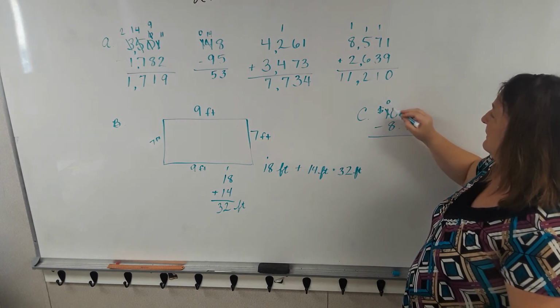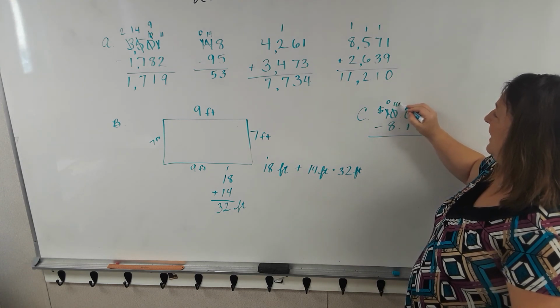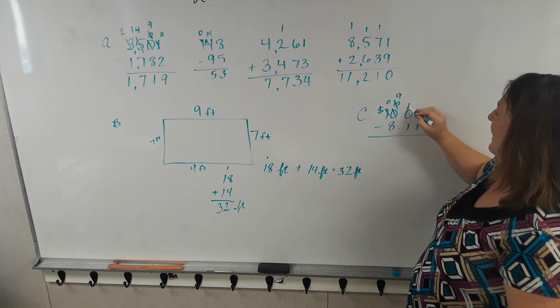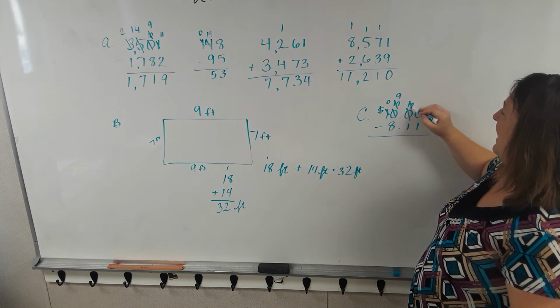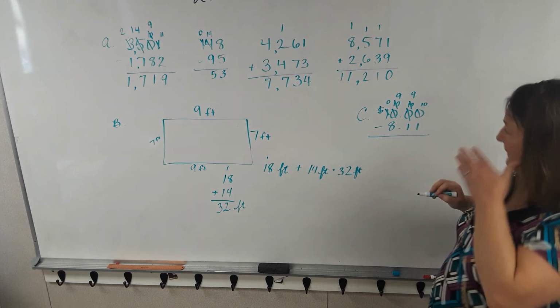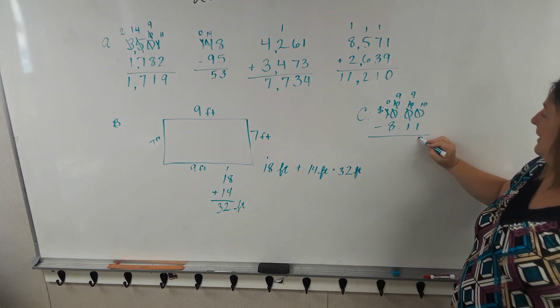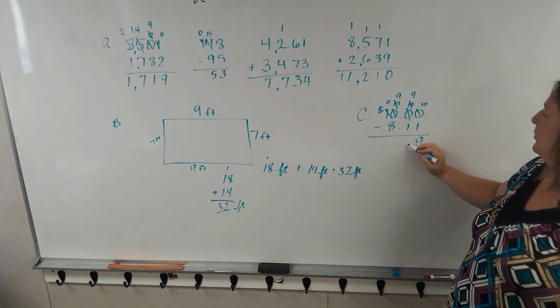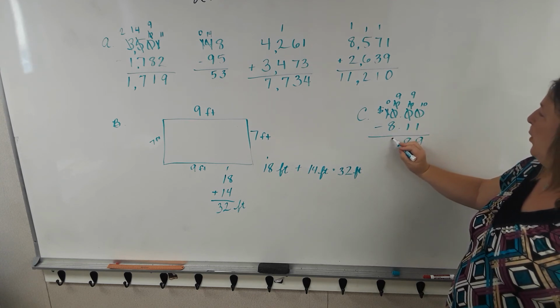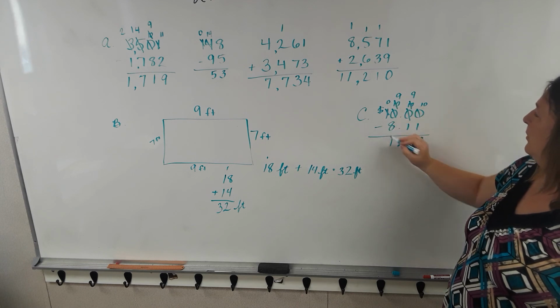Borrow from this neighbor. This becomes a 10. Borrow from the 10, make it a 9. Now this becomes a 10. Borrow from this 10, it becomes a 9. Now we have 10 here. 10 minus 1 equals 9. 9 minus 1 equals 8. 9 minus 8 equals 1. And here we have 0.